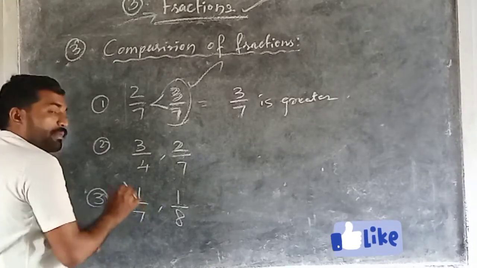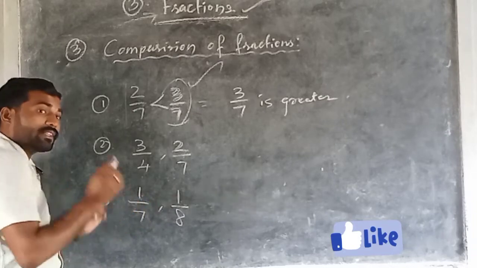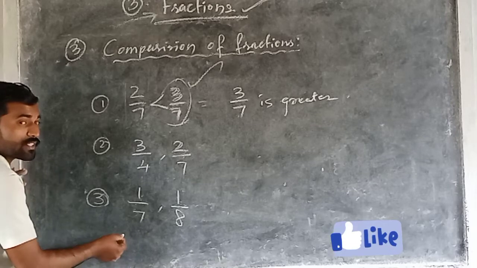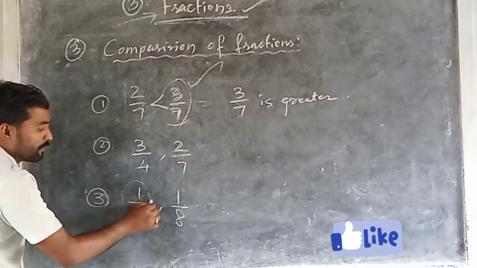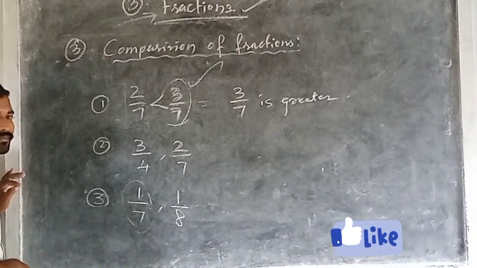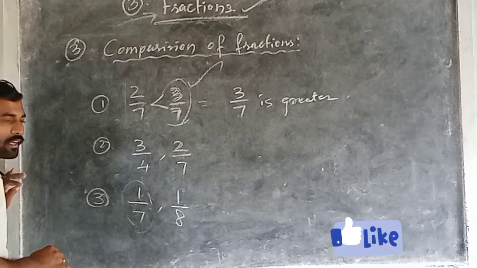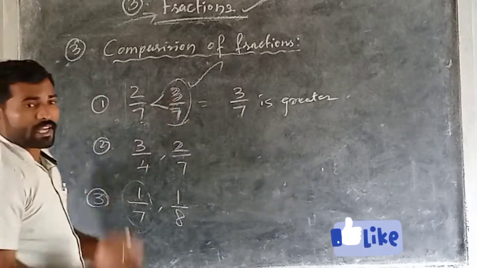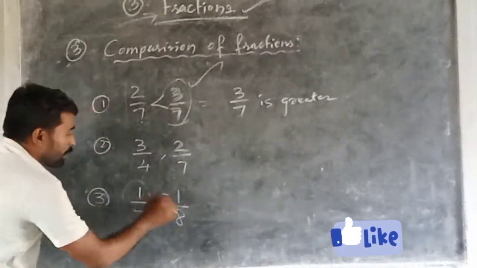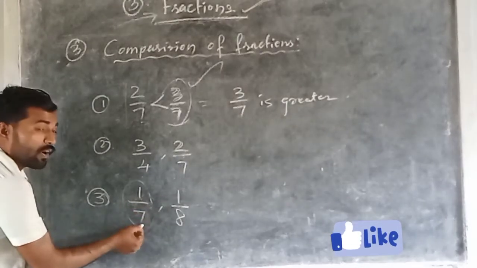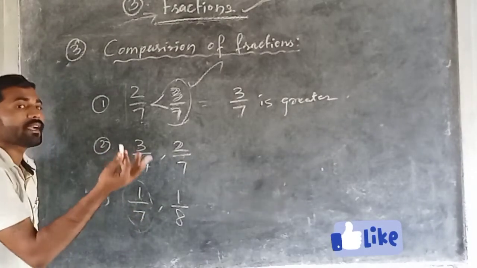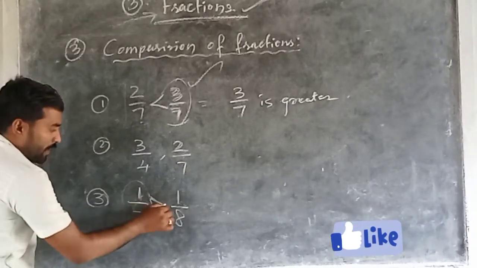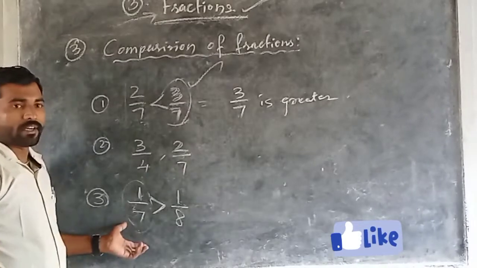Because here the numerators are equal, that is why the smallest denominator gives the greatest fraction. That means which is the greatest one? 1 by 7. 1 by 7 is greater because the numerators are equal. If the denominators are equal, you can say directly. But when the numerators are equal, the smallest denominator is the greatest one. That means here the 1 by 7 fraction is greater.